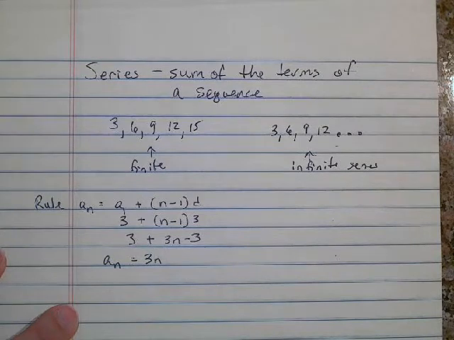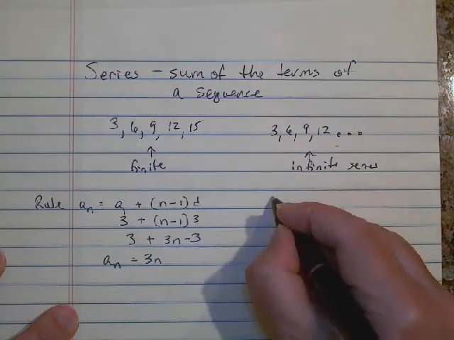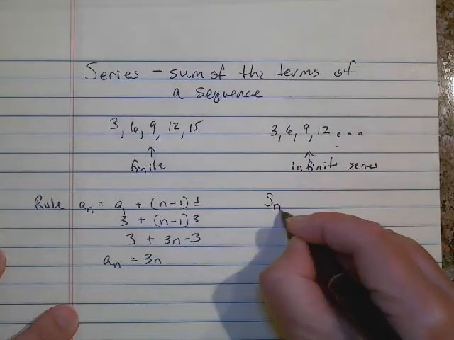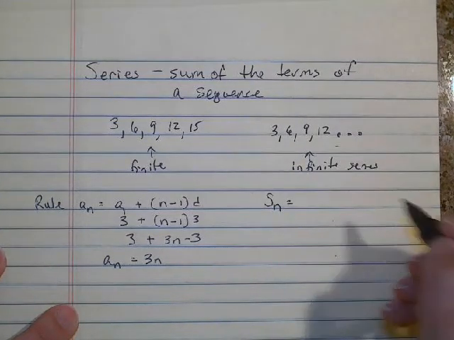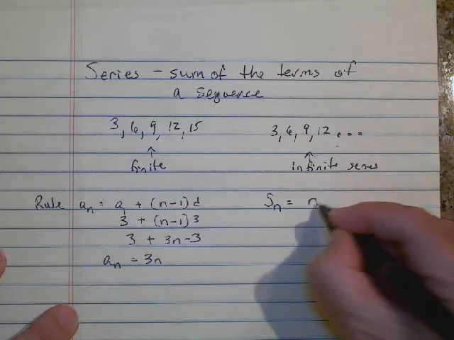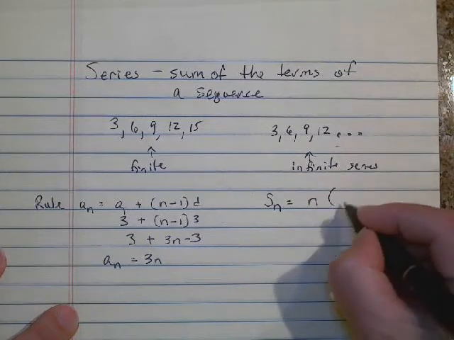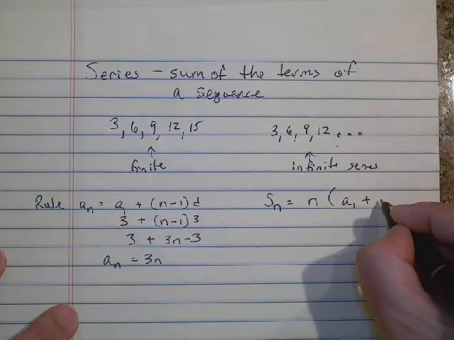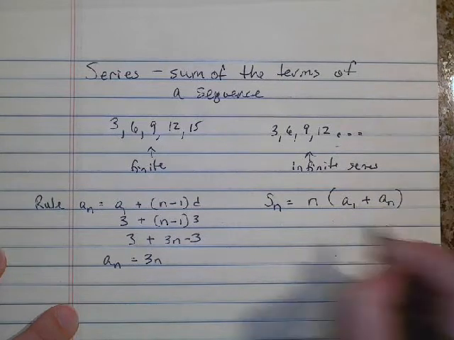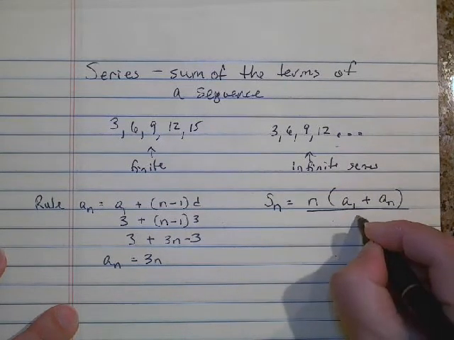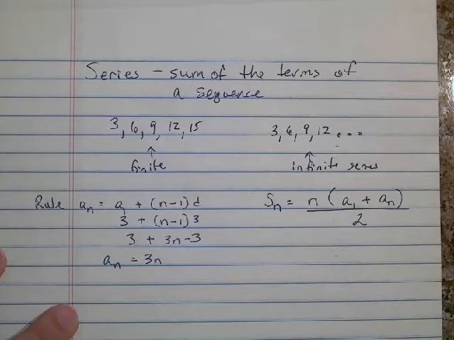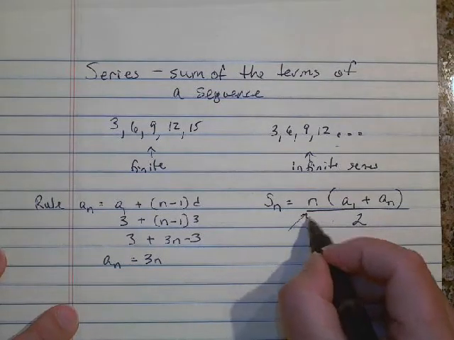So the formula, and if we were actually testing on this, I would give you the formula. The formula to find the sum for the first however many terms is n times the first term plus the last term over 2. And the n represents the number of terms you're adding.